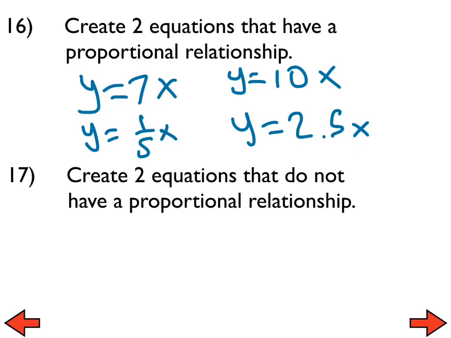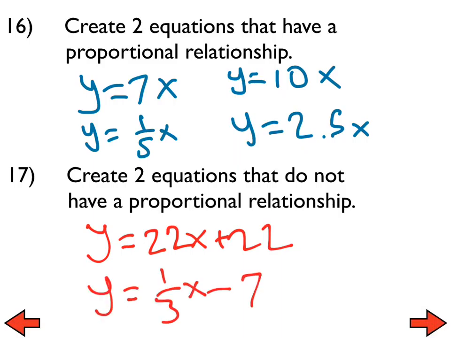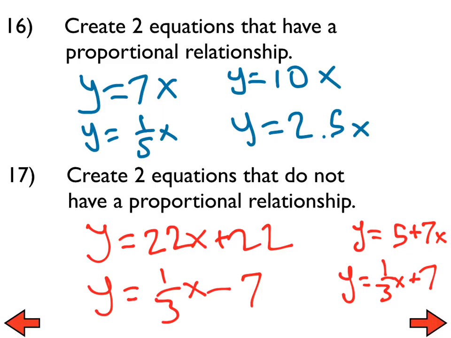How about equations that are not proportional, Noah? Y equals 22x plus 22. Okay. Scott? Y equals 1/3x minus 7. Good. How about Cicely? Say it again. Plus 7x. All right, very nice. One more. Amy. Good. These are all examples that are not proportional because of that extra plus or minus something at the end.